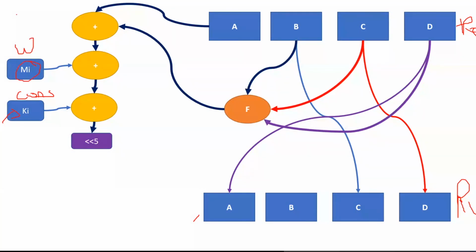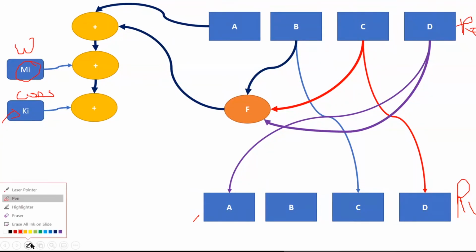We add it with B, again modulo addition. We add it again with B, again modulo addition, and finally feed it to the next round. Now let us understand what is Ki. Ki is a constant number.